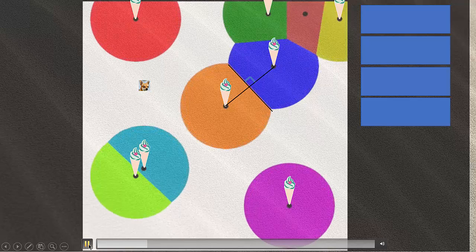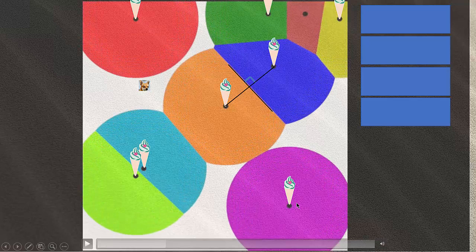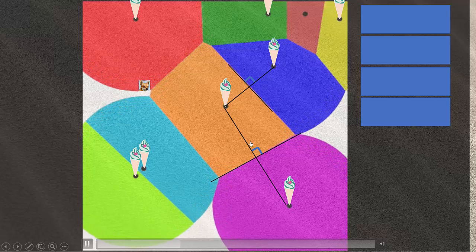So let's look at other stalls also. Let's see these 2 stalls. Here also, the circles will meet at this point. So this will be the perpendicular bisector joining these 2 points.